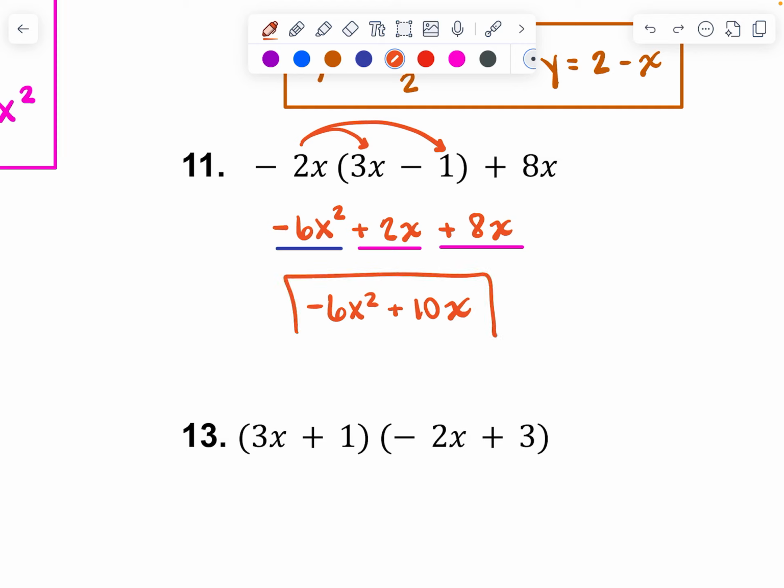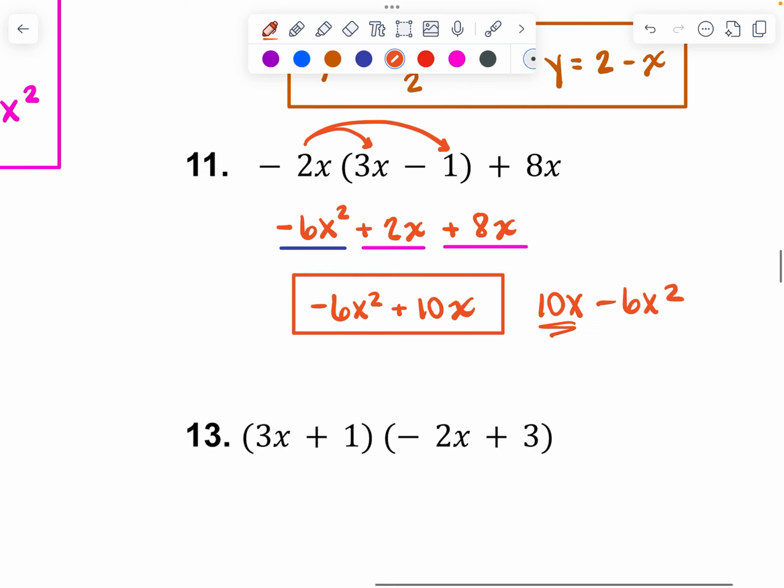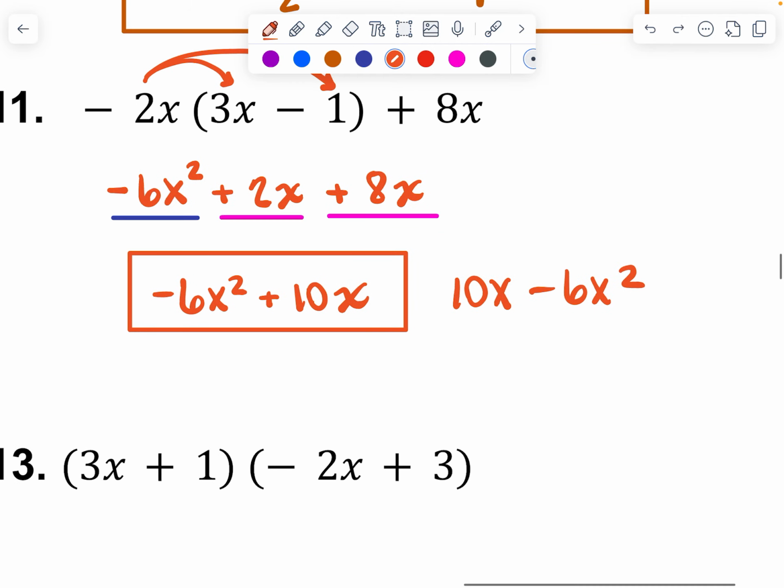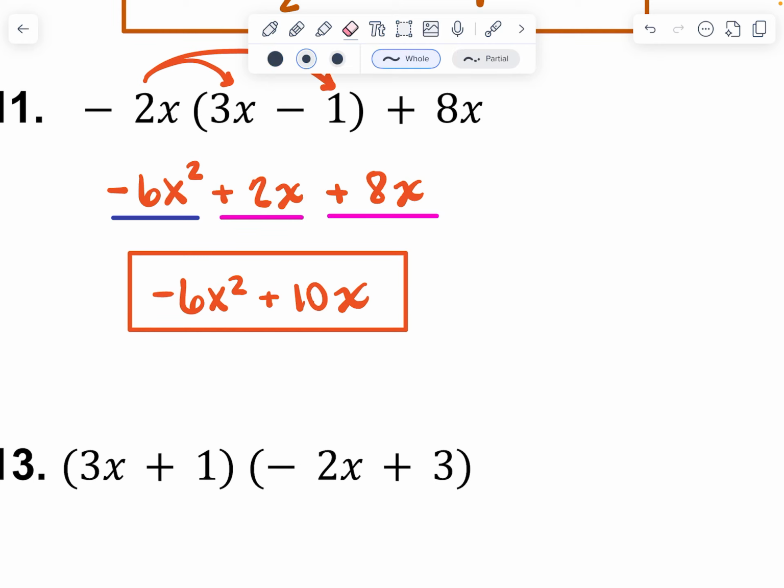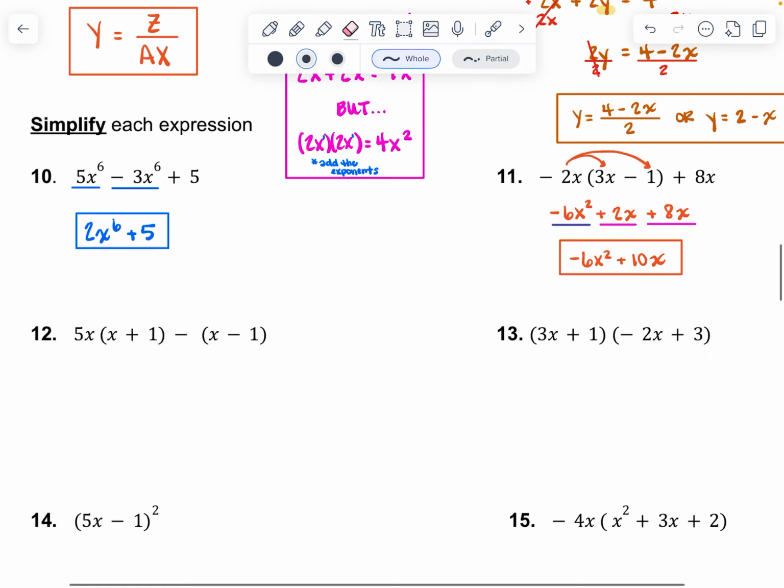You also want to make sure that you're writing your answers in standard form, right? If you wrote your answer on the test as 10x minus 6x squared because you flip-flopped the terms and put the 10x first, it's not wrong, but I would be taking a point off because this is not in standard form. Standard form meaning we always want the term that has the highest power to be written first, and then the term with the next highest power, and the next, all the way down to the smallest power, or the constant. Okay, so you want to keep that in mind when you're setting up your final answers.